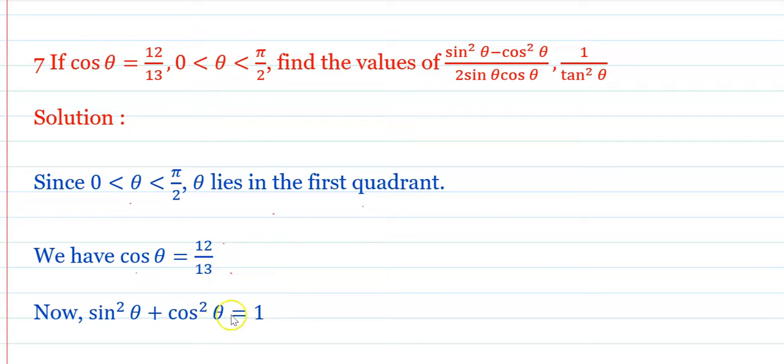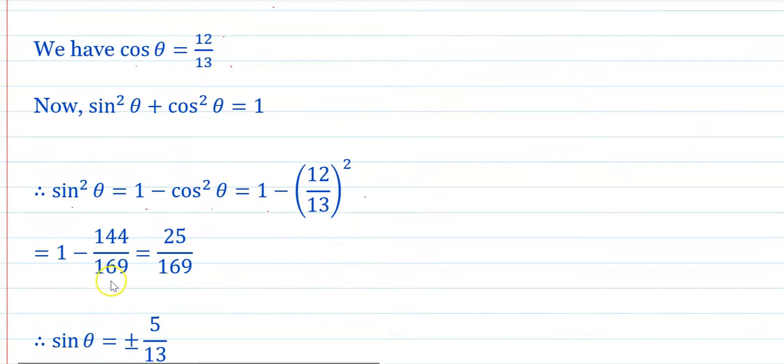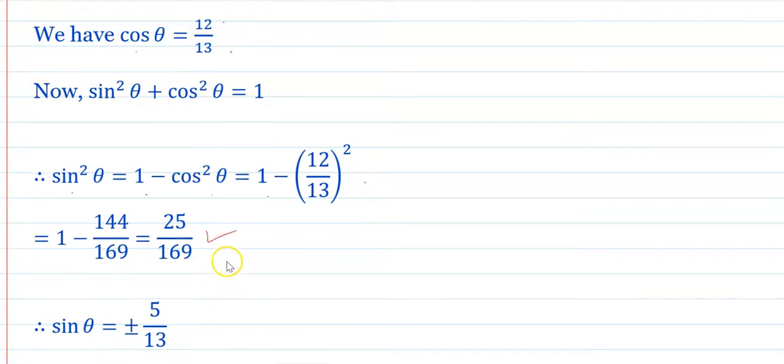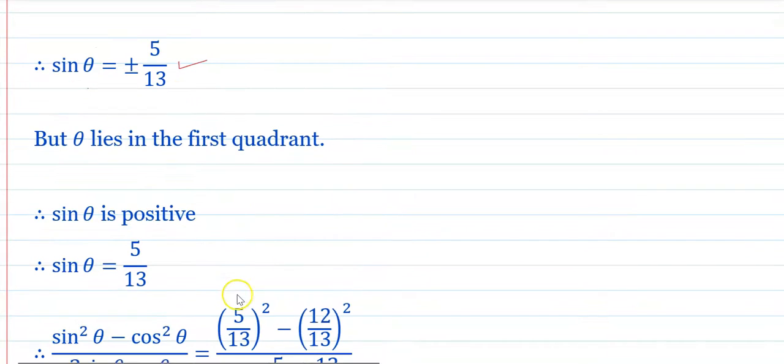By using the identity sin square theta plus cos square theta is equal to 1, sin square theta is equal to 1 minus cos square theta, which is 1 minus (12 upon 13) squared, that is 1 minus 144 upon 169. If we simplify, you will get 25 upon 169. Taking the square root, sin theta is equal to plus or minus 5 by 13. Theta lies in the first quadrant, so sin theta is positive. Sin theta is equal to 5 upon 13.